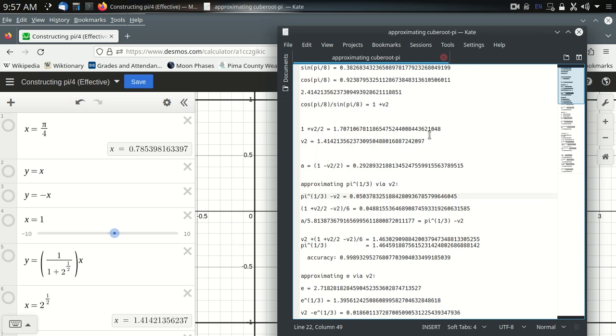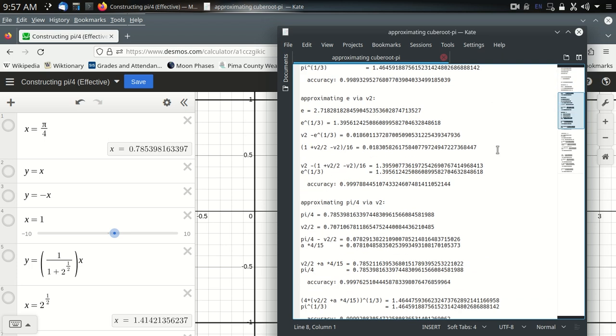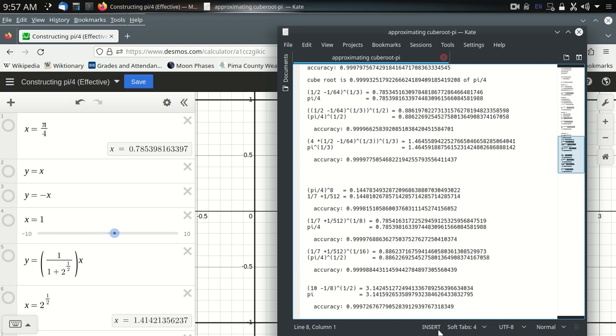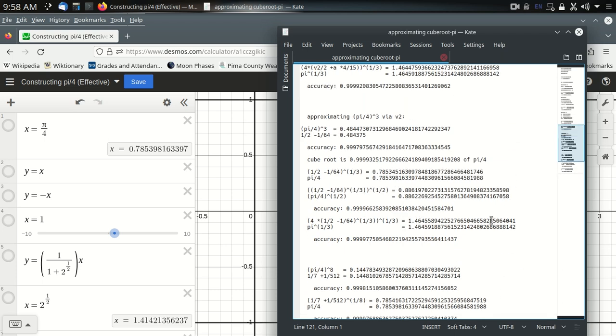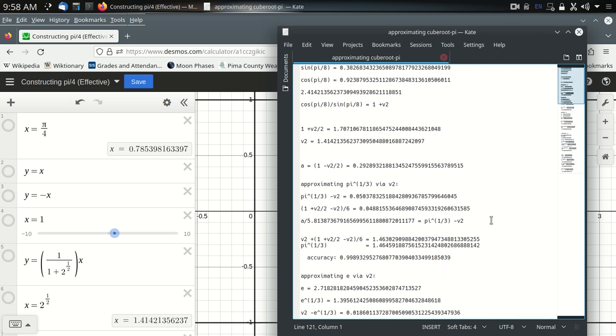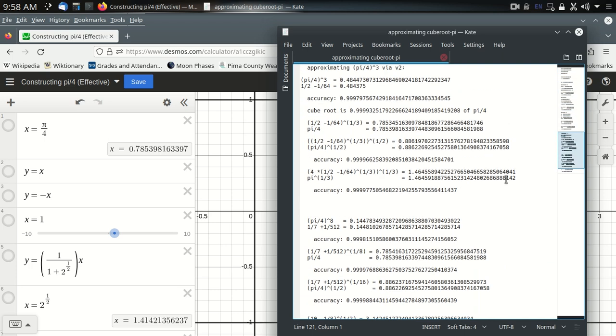Alright, so last night I was fiddling around with trying to get a decent approximation of things like e and pi and cube root of pi, square root of pi, pi on 4, square root of pi on 4, all this sort of stuff, right? These values that are not supposed to be constructible. And I was looking for ways to do it with origami. So here's what I was doing as I was working through it.